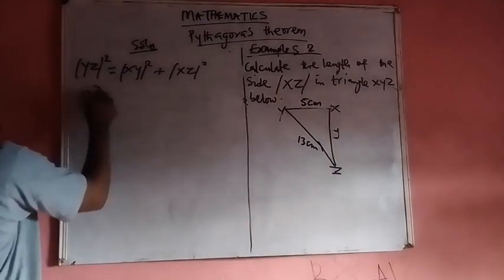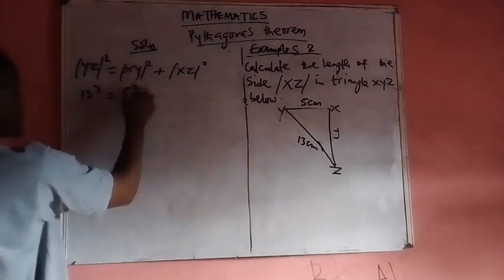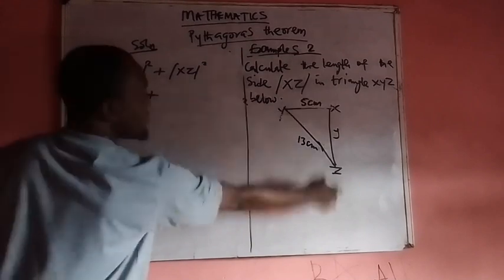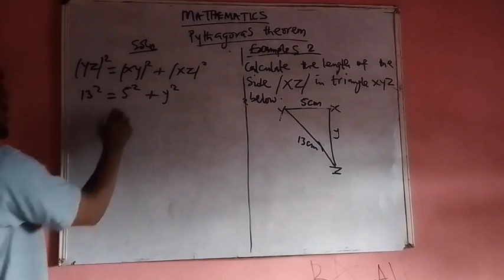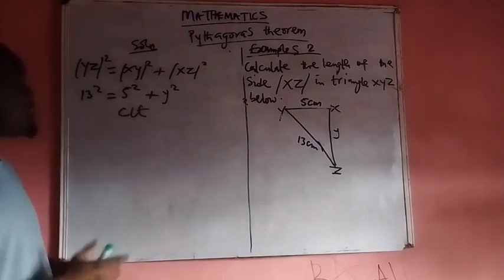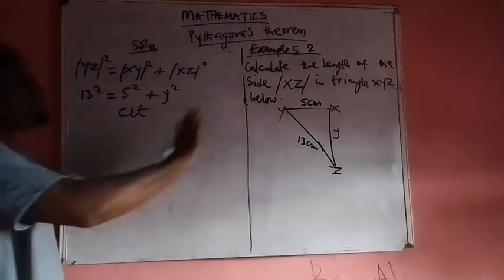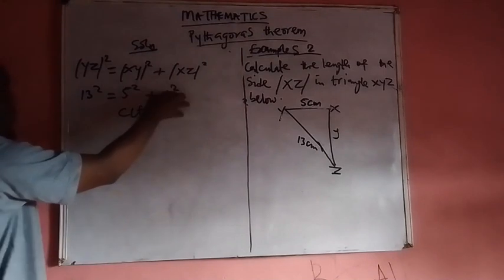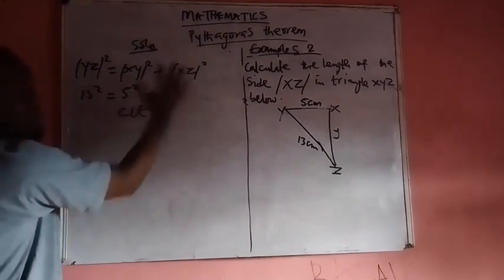YZ is 13, so we have 13 square is equal to XY, which is 5 square, plus XZ, which is y, so y square. Now collect like terms. The essence of collecting like terms is that we are trying to take numbers to one side while the alphabet remains on one side. So numbers go to one side, alphabet remains on one side.